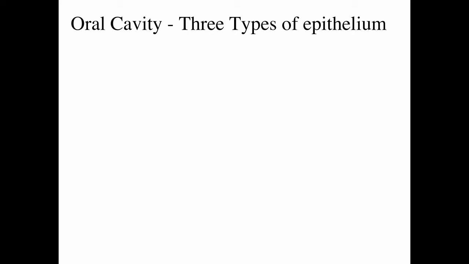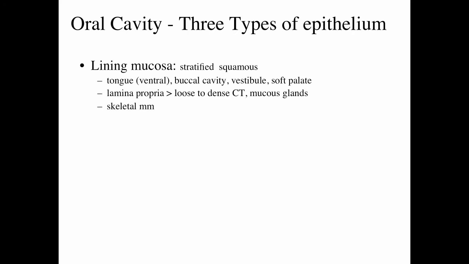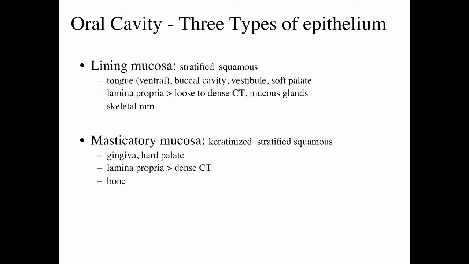We'll start with the oral cavity, and the oral cavity has essentially three types of epithelium. The lining mucosa of the epithelium is a stratified squamous epithelium. You'll find this on the ventral surface of the tongue, lining the buccal cavity, in the vestibule, and on the soft palate. This epithelium overlies a lamina propria, which is a loose to a dense connective tissue, and there may be mucus glands associated with that connective tissue in the lamina propria, and this overlies skeletal muscle.